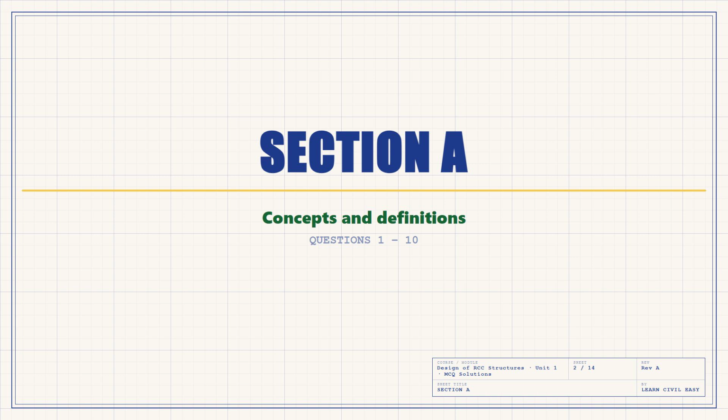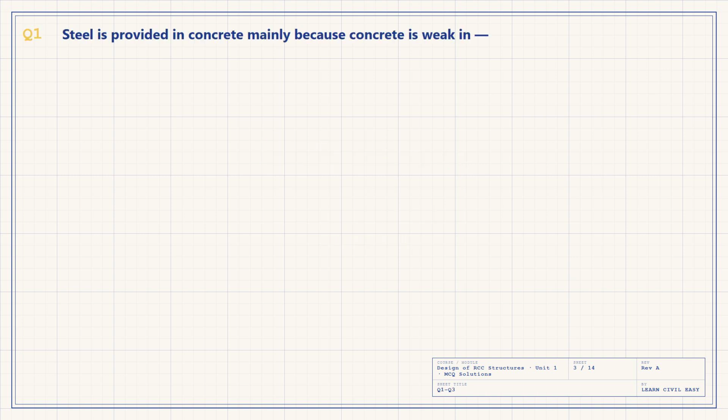Section A, Concepts and Definitions. 10 questions. Question 1. Steel is provided in a concrete member mainly because concrete is weak in. The answer is option 2, tension. That is the whole subject in one line.